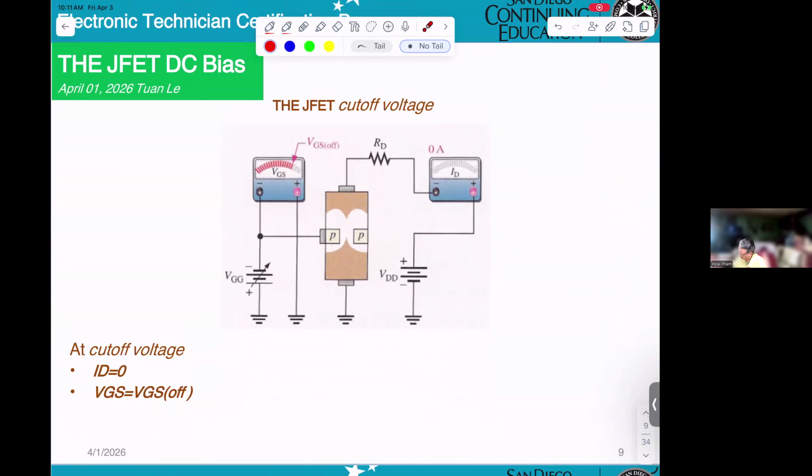Now, the JFET cut-off voltage. When you increase VGS to the maximum cut-off voltage, the channel closes and no current flows, so that's why you get 0 amperes. At the cut-off voltage, VGS equals VGS(off), and ID equals 0.